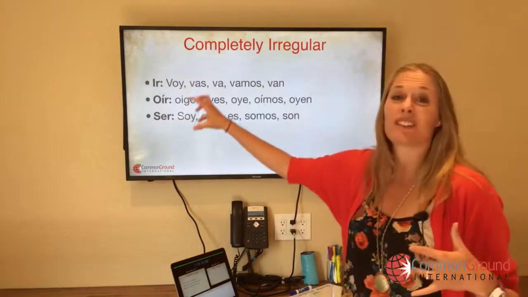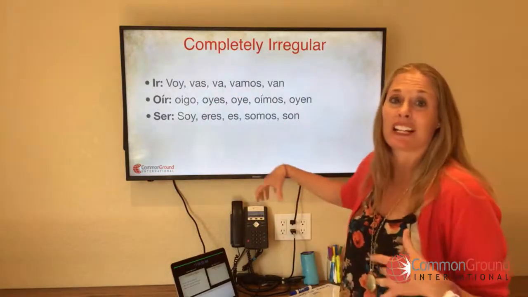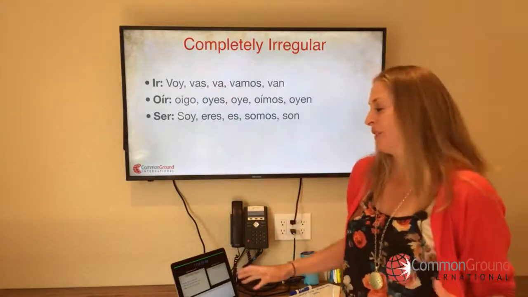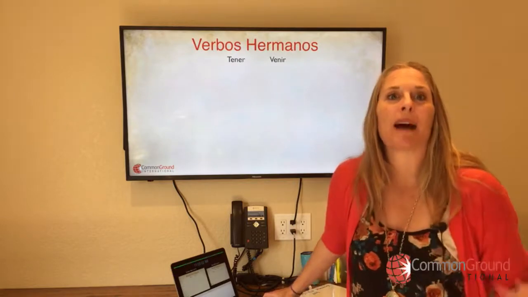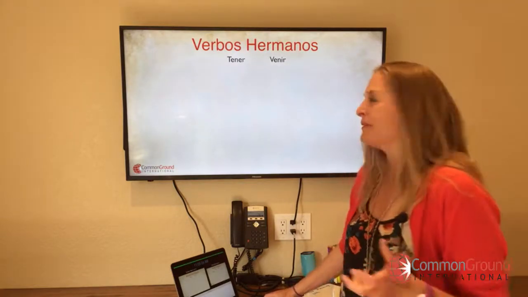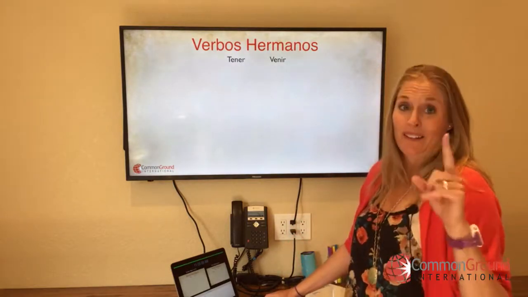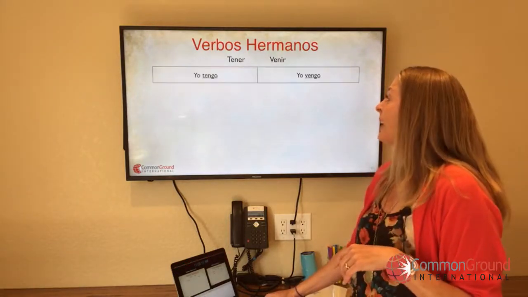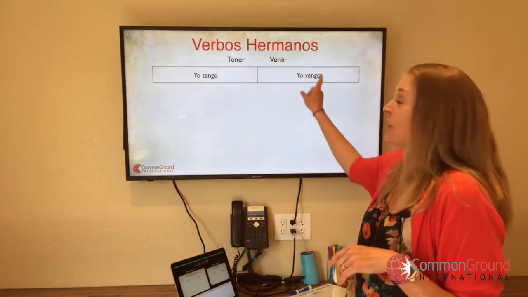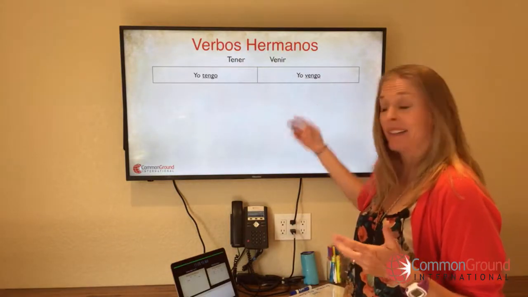Esos son los que son completamente irregulares, no siguen ningún patrón. Okay, también tenemos verbos hermanos, okay? Sibling verbs, okay? Por ejemplo, un ejemplo, tener y venir, to have and to come, okay? Yo tengo, yo vengo. Similar, okay?